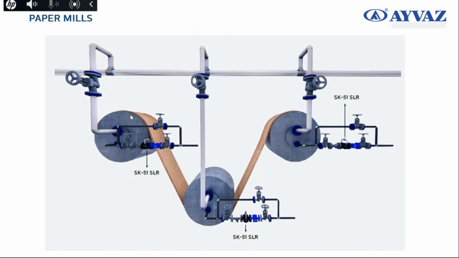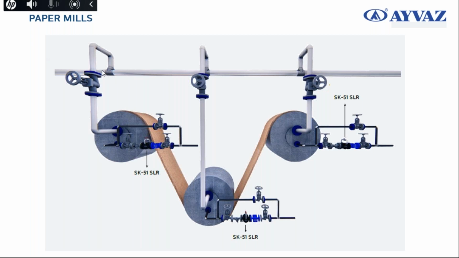For paper mills, and actually this is only cylinder dryers. It can be a paper mill, it can be the textile industry for a dryer, or it can be Sunfor, etc. You need to use SK51 SLR, or you can use the SFK40 free float type steam trap. In that case, we need to show you that you need to use one steam trap for every cylinder. You cannot group all of them to one. You need to use them separately for each.